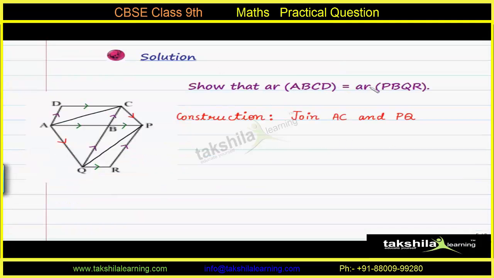Area ABCD is equal to area PBQR. This we have to prove, and for proving this we have a construction: join AC and PQ. In our key point, we have discussed that if we have two triangles on the same base and between the same parallels, then the two triangles are equal in area. So if we look at triangle ACQ and triangle APQ, we can see that these two triangles are on the same base AQ and between the same parallels CP and AQ. Therefore, the areas of these two triangles are equal.